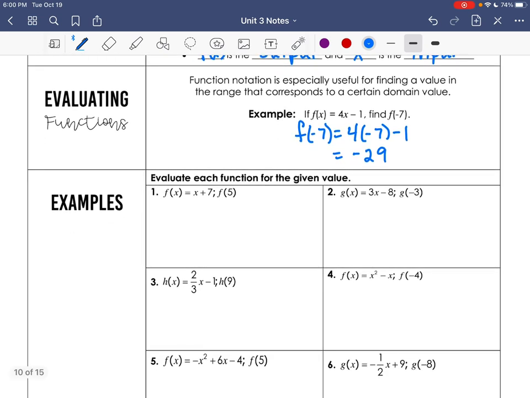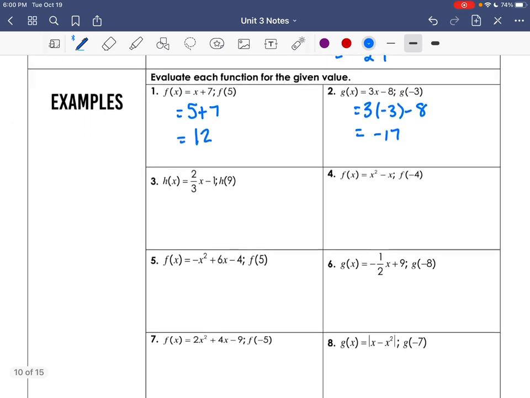So in a problem like number 1, you are just doing 5 plus 7. That is it. That equals 12. That's your answer. In a problem like number 2, you are doing 3 times negative 3 minus 8. You can type all of that into your calculator, and that equals negative 17, because you got negative 9 minus 8, which is negative 17.